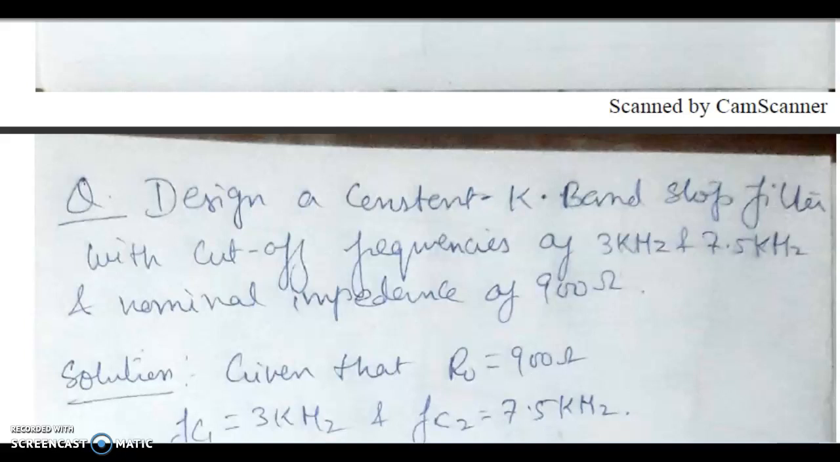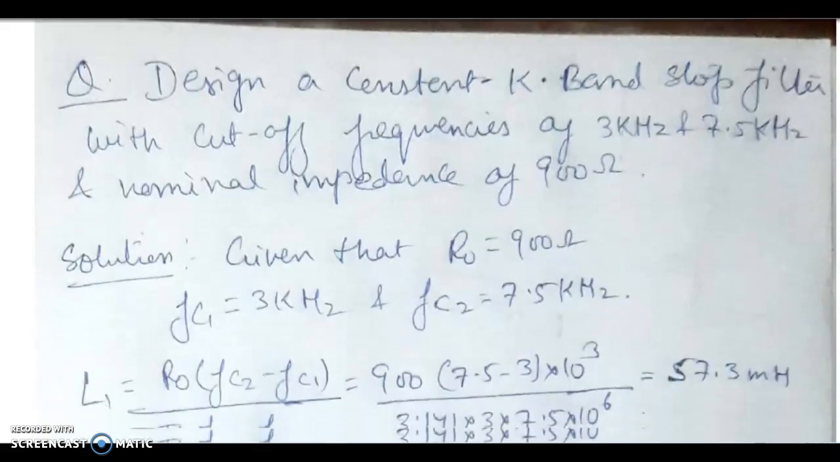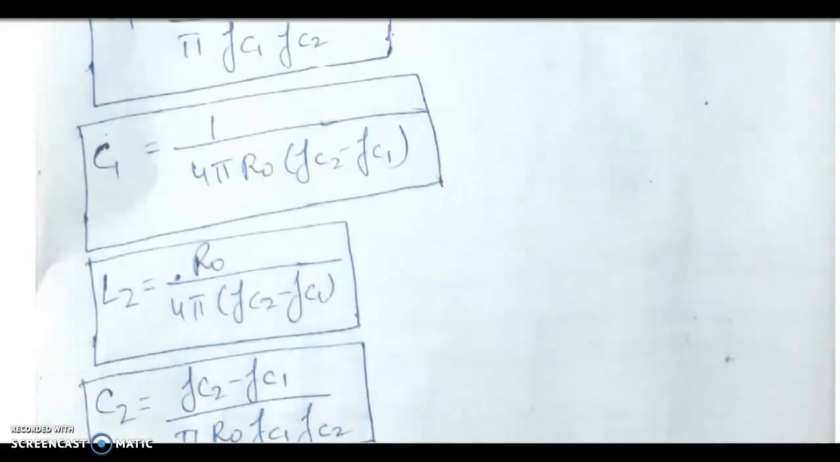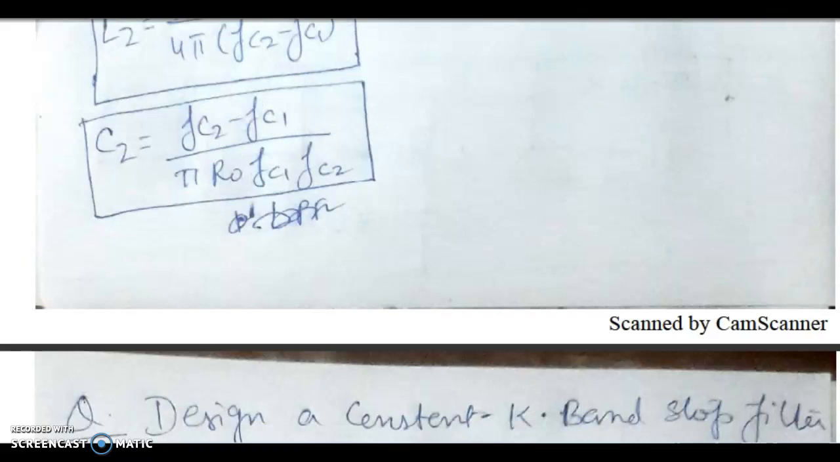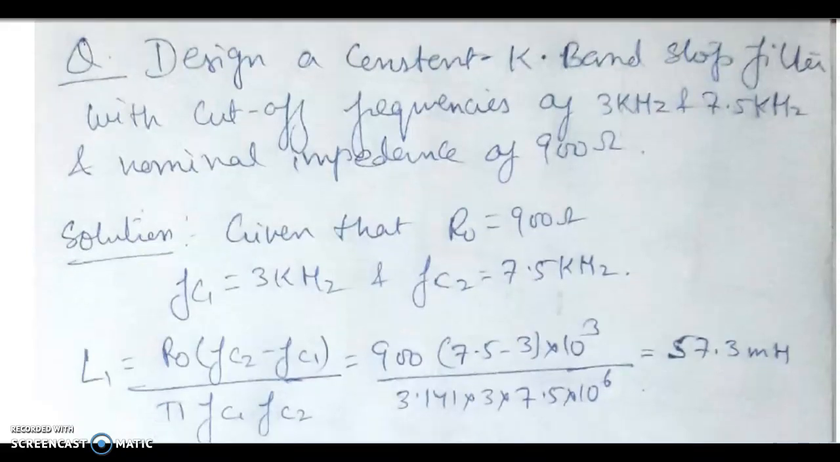So suppose we have to design a constant K band stop filter with cutoff frequencies of 3 kHz and 7.5 kHz and nominal impedance of 900 ohm. So it is given that R0 is equal to 900 ohm and two cutoff frequencies are given, 3 kHz and 7.5 kHz. Now using the above formula, the one which we get after the analysis of cutoff frequency, that is Z1 plus 4Z2 is equal to 0, when we solve it, we get these equations, and when we put the values in that formula, we get the component values.